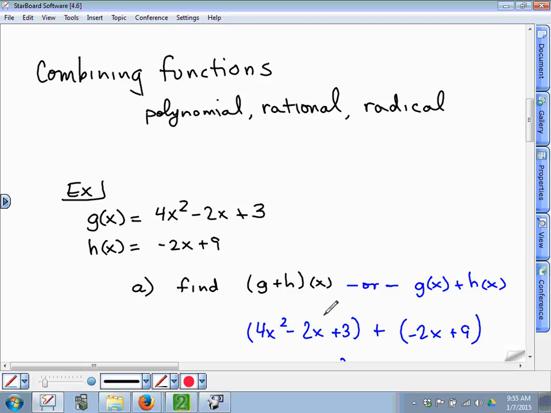Write down what you think the answer is real quick. Remember, you're only adding like terms. Like terms have to have the same variable and exponent. All right, consult quick, see what you got.